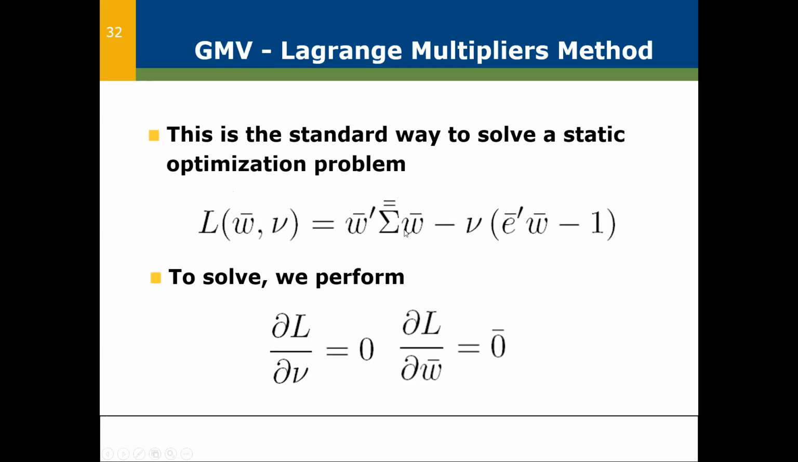Because the variance covariance matrix is symmetric, you can be a little bit loose, not fully taking into account the order of these. So I can just treat it as 2 times the variance matrix times the weight vector, which is the derivative of this.